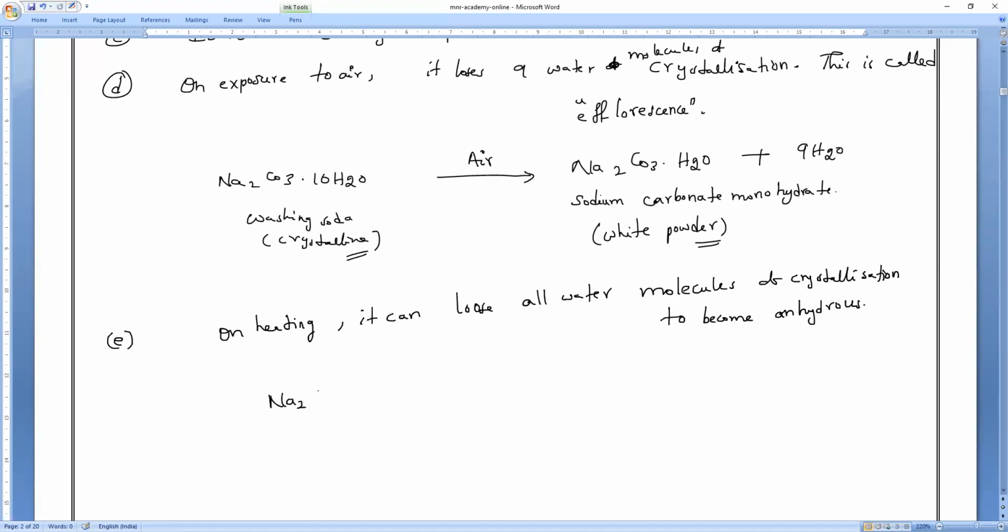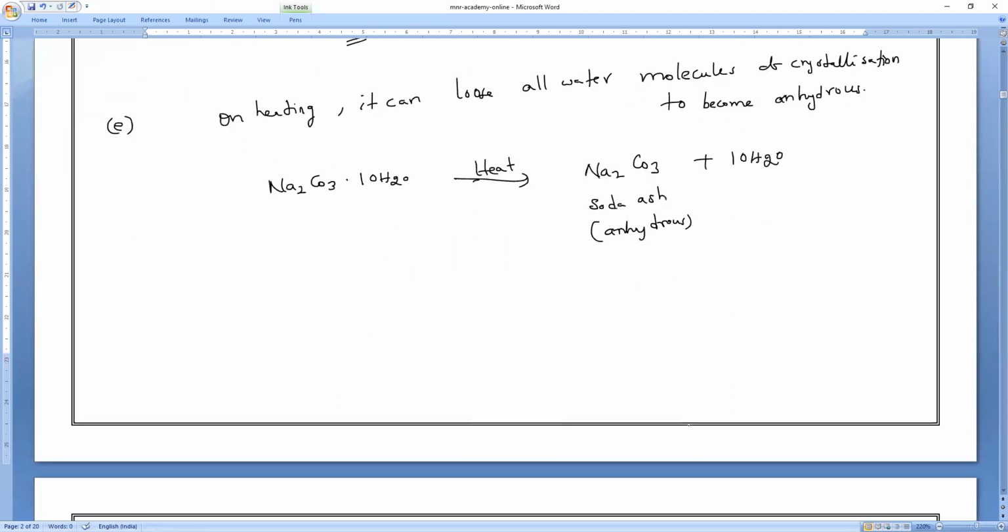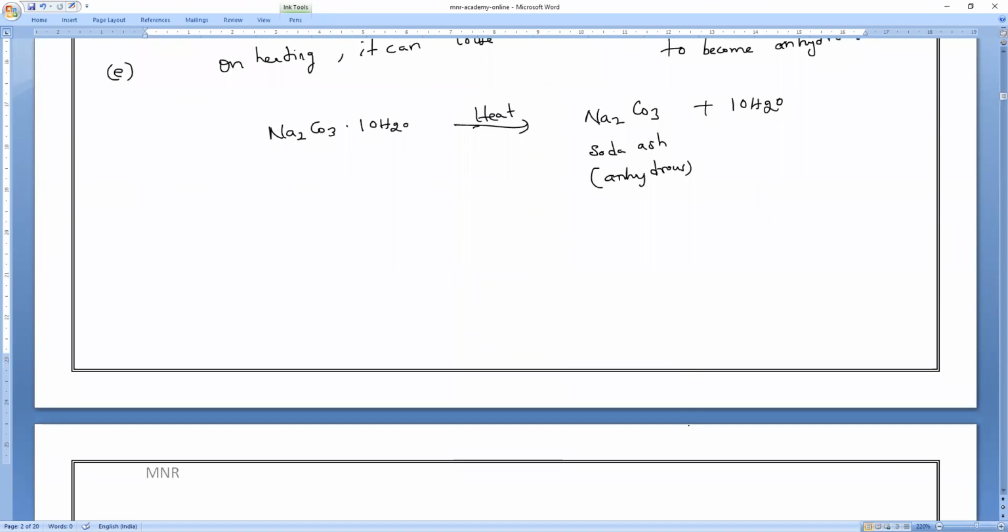So that is the chemical equation. Na2CO3·10H2O, if I keep on heating, what will happen? The water will be completely lost. Na2CO3 plus 10H2O will form. Understand, everybody? This Na2CO3 we call soda ash, which is known as anhydrous.